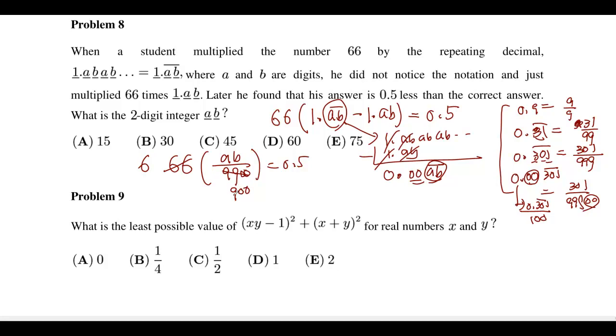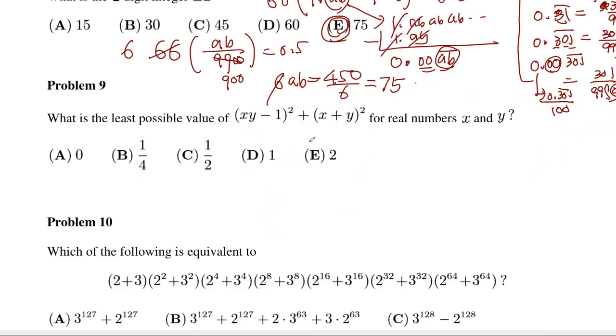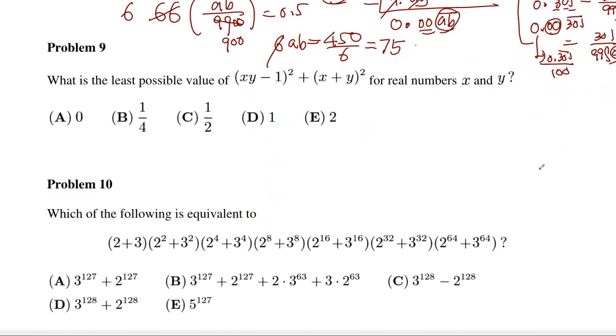That's fine. Okay, now multiply. 6 times AB is what? 0.5 times 900 is 450. When you divide by 6, that is 75, isn't it? So the value of AB equals 75. That's the answer, okay? That is up to number 8. Now take number 9.